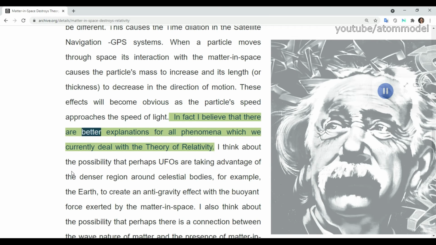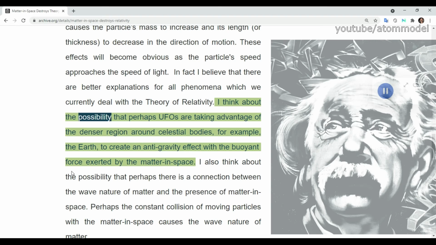In fact, I believe that there are better explanations for all phenomena which we currently deal with in the theory of relativity. I think about the possibility that perhaps UFOs are taking advantage of the denser region around celestial bodies, for example, the Earth, to create an anti-gravity effect with the buoyant force exerted by the matter in space.